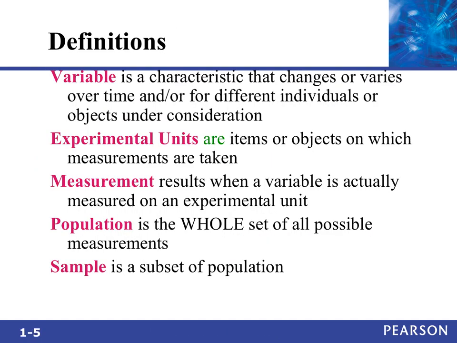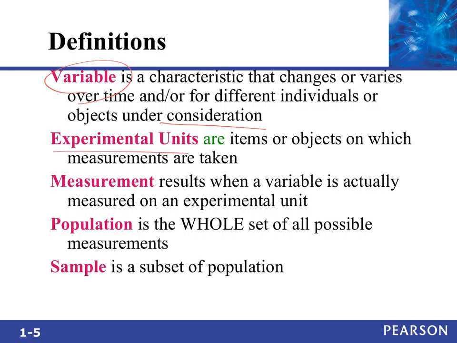At this point, we are going to study the definitions of some important terms in statistics. The first term is the variable, which is a characteristic that changes or varies over time, or for different individuals or objects under consideration. So variable means it can change or it can vary.